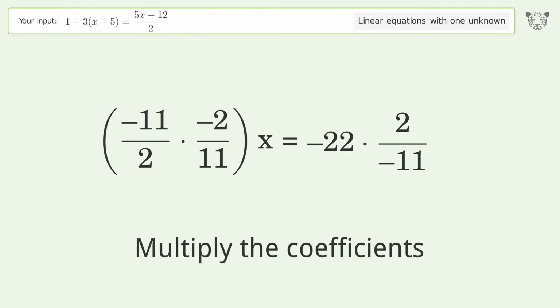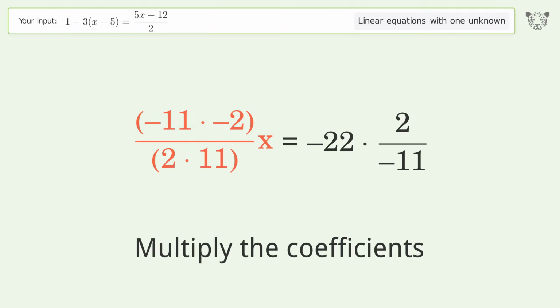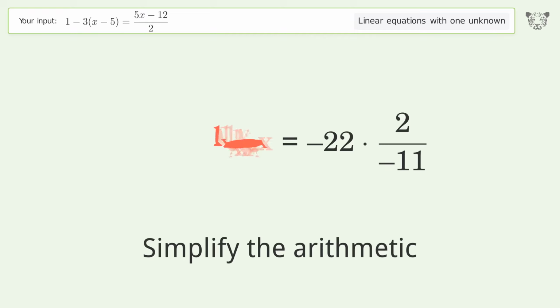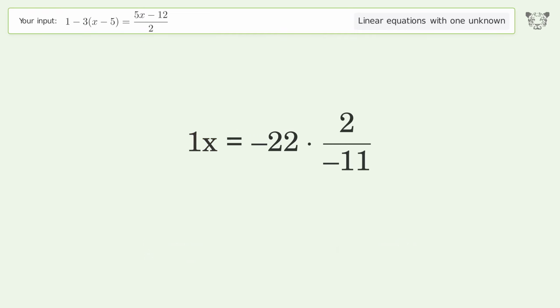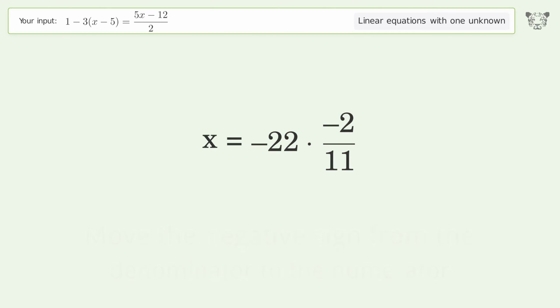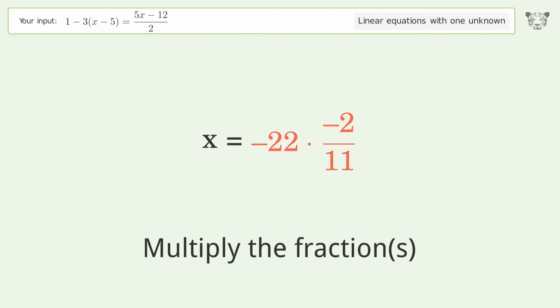Multiply the coefficients. Simplify the arithmetic. Move the negative sign from the denominator to the numerator. Multiply the fractions.